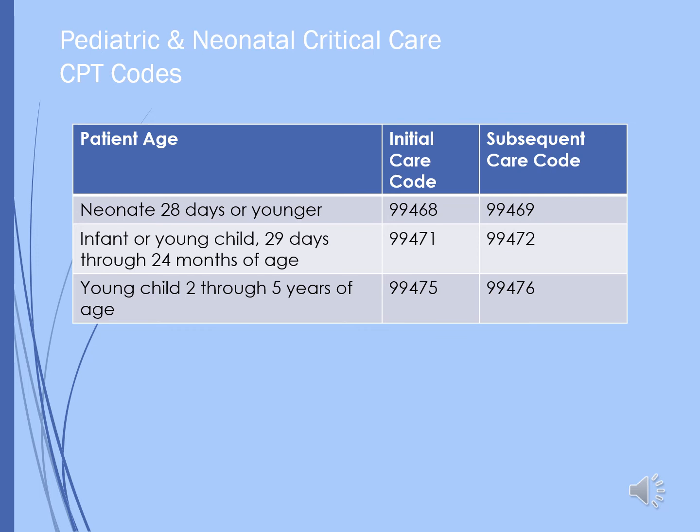If the patient is an infant or young child 29 days through 24 months of age, you would bill 99471 for your initial day of critical care, and then 99472 for each subsequent day of critical care until the patient is no longer requiring that type of care. For a young child 2 through 5 years of age, you would bill 99475 for your initial visit, and then 99476 for each subsequent day of critical care services.